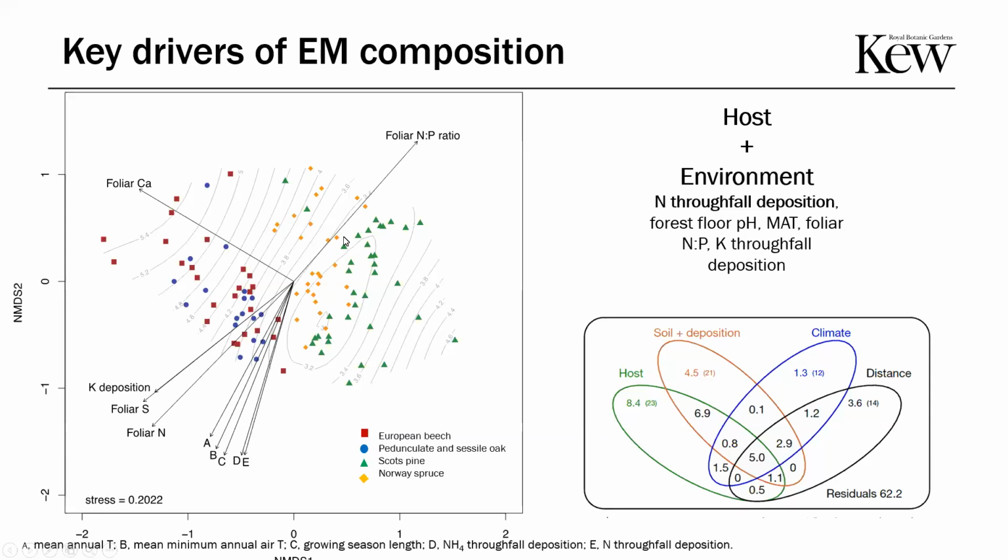But we also found that there are other factors that affect the diversity of these fungi, and among them, again, nitrogen deposition. Nitrogen across hosts and across forests affects these fungi. Soil pH, mean annual temperature, foliar nitrogen to phosphorus ratio, and potassium through deposition were the key variables affecting these fungi.